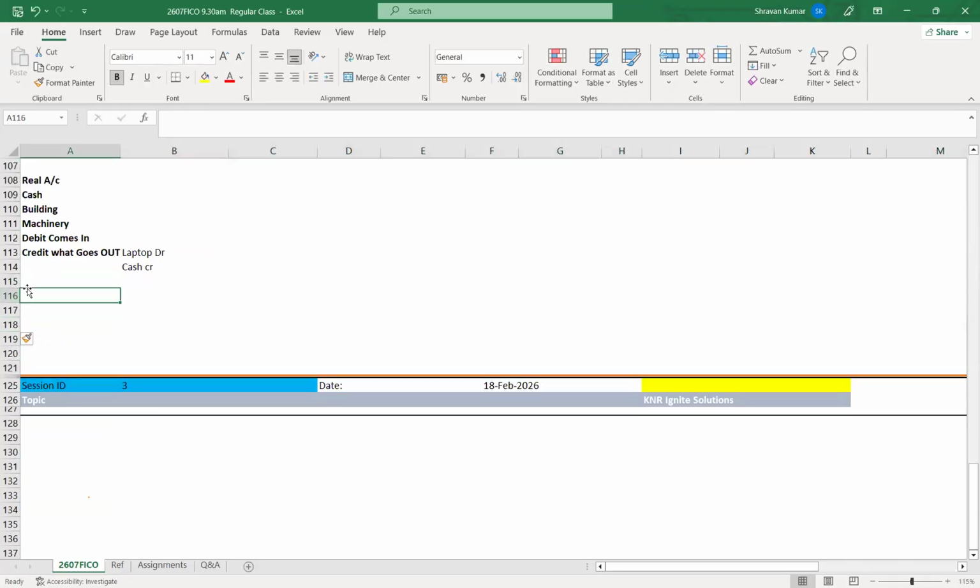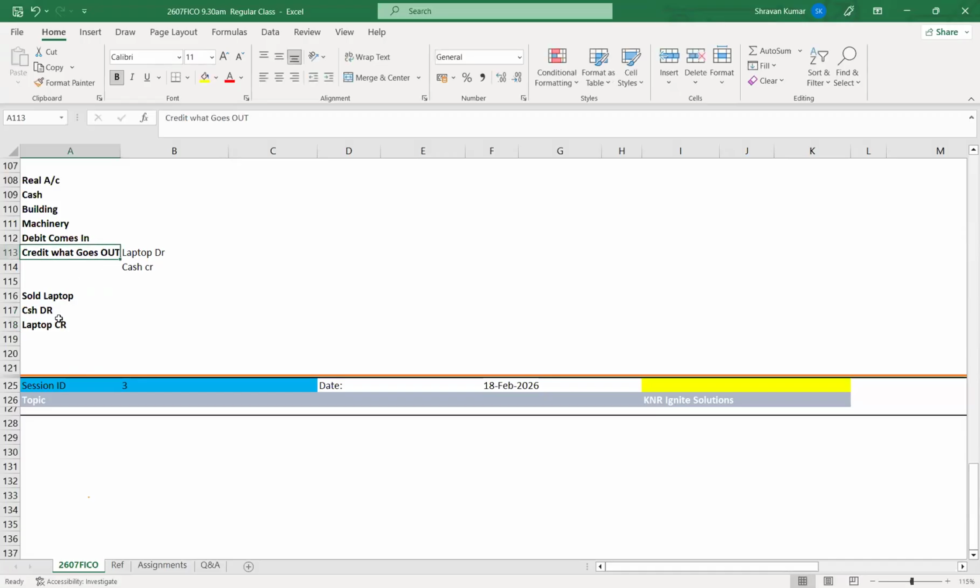So let me give you one more example here. Suppose after some time you sold the laptop and the laptop had left your business. So what will be the entry here? Can someone try? Cash will be debit and laptop will be credit. Correct. So cash will be debit and laptop will be credit.